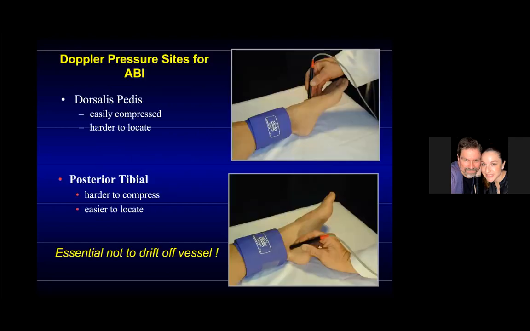This is a depiction of what we do. So dorsalis pedis is the one on the top. It's easy compressible. It's harder to locate, but not really if you know your anatomy, usually between the first and second digit or first and second tendons of those digits. The posterior tibial, it's harder to compress because of the bony prominences, but you can locate it easier. It's also very easily palpated.